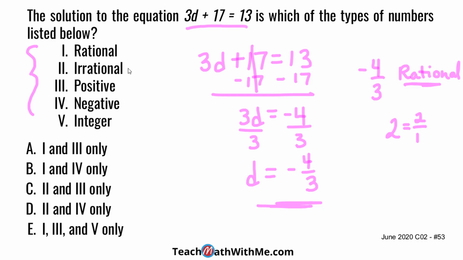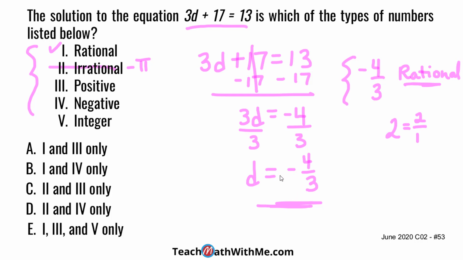For irrational, a good example is pi. 3.14159, and we know it goes on and on and never ends. There is no end to pi in terms of the number of decimal places, so you cannot express it as a fraction. That's just something to keep in mind when you're trying to distinguish between rational and irrational. We know negative 4/3 is a rational number because it can be expressed as a fraction. It is not irrational.